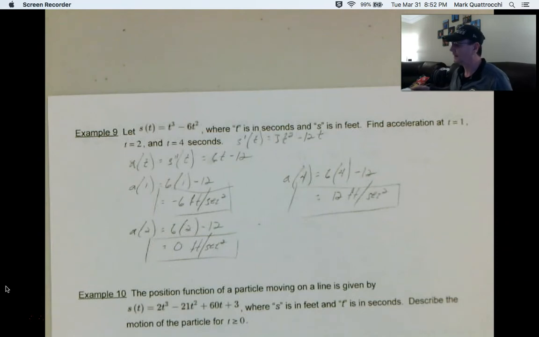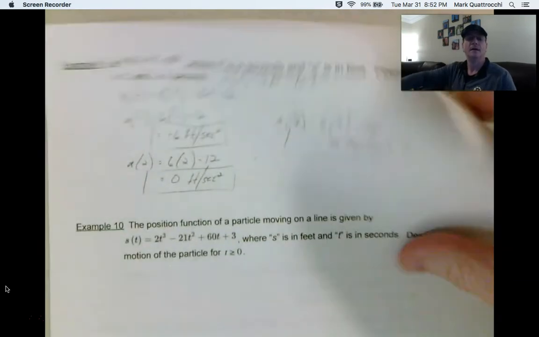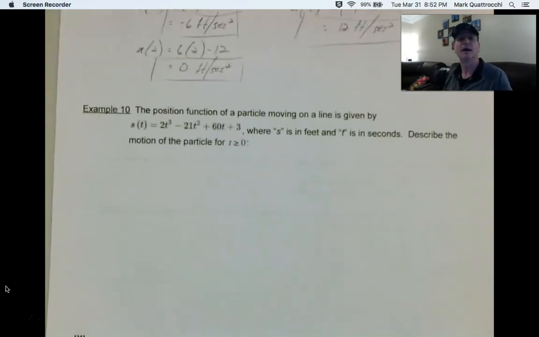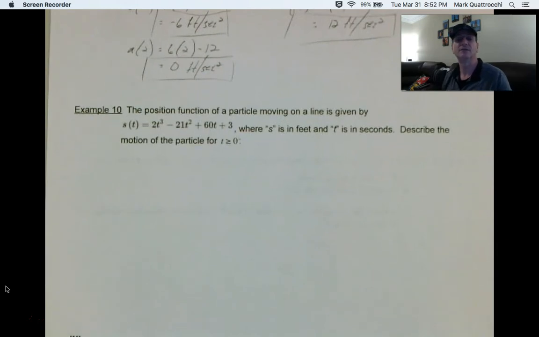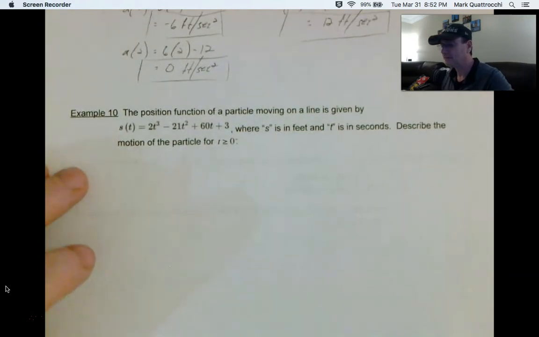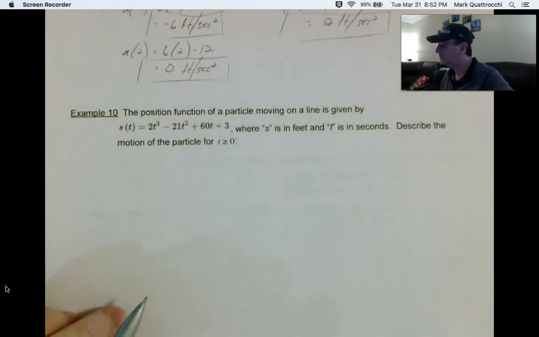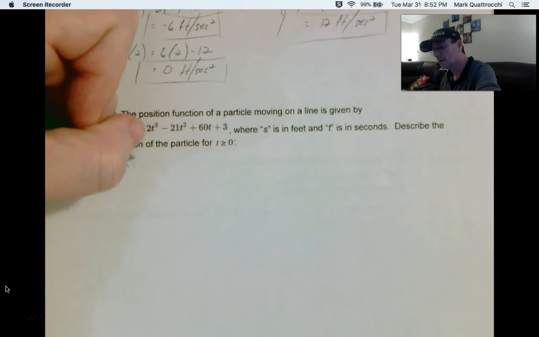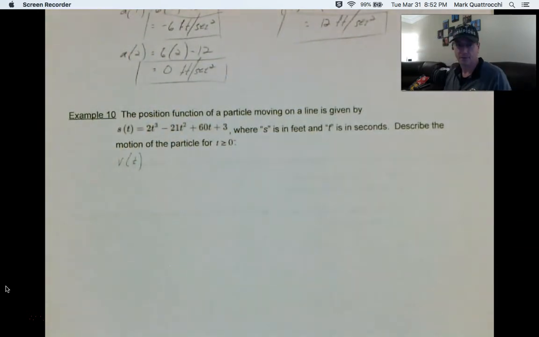Alrighty. Last problem. The position function of a particle moving in a line is given by this position function, where s is in feet and t is in seconds. Describe the motion of the particle for times greater than 0. What's happening after the initial time of 0 seconds? So let's find the velocity, v of t, to find out if it's going forwards or backwards. Velocity being negative is going to be backwards, positive is going to be forwards.